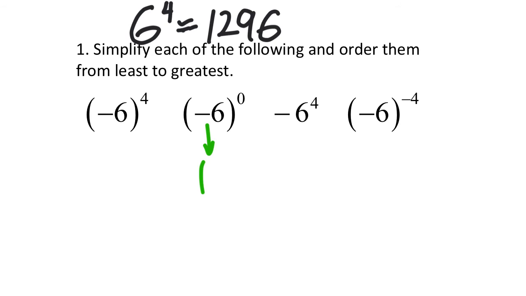1,296. Now, knowing that, I can figure out all these values just based on how many negatives there are. So on this one, the exponent's 4, the base is negative in parentheses, so that's 4 negatives. 4 is even, so my answer is positive. So this one would come out as 1,296. We already know negative 6 to the power of 0 is 1. Now, just in case you were wondering, if this did not have parentheses, it would still be a 1 because it's only one negative.